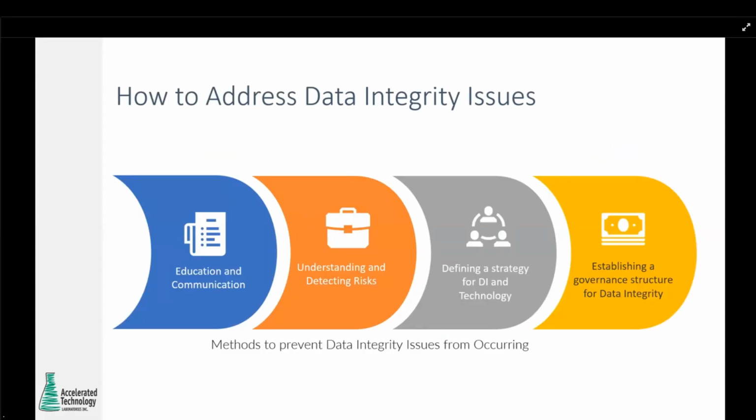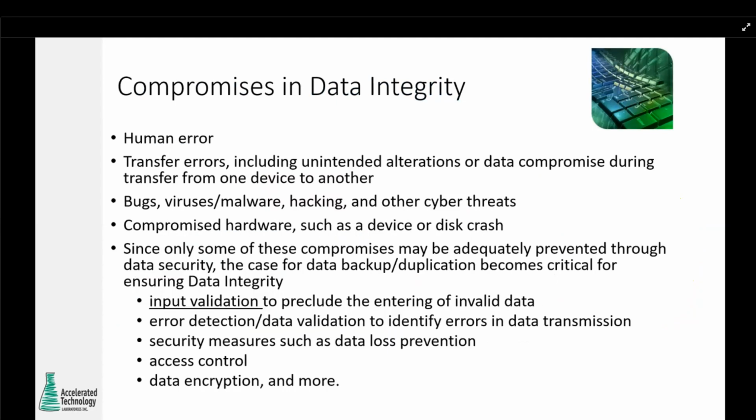Now, if we take a look at how we can address data integrity issues, the best is through education and communication, understanding and detecting risk, defining a strategy for data integrity and technology within the organization, and then finally, establishing a governance structure for data integrity. So it really has to do with many different components of ensuring there's high data quality generated in the organization.